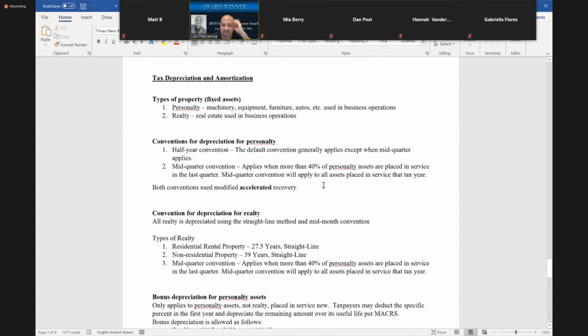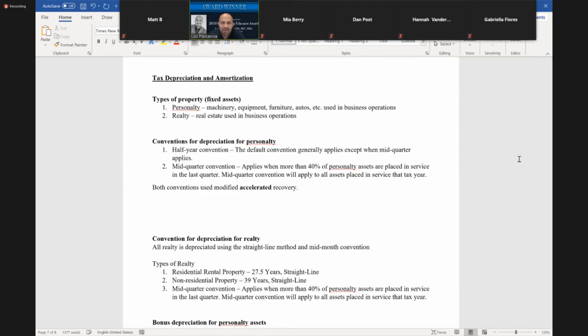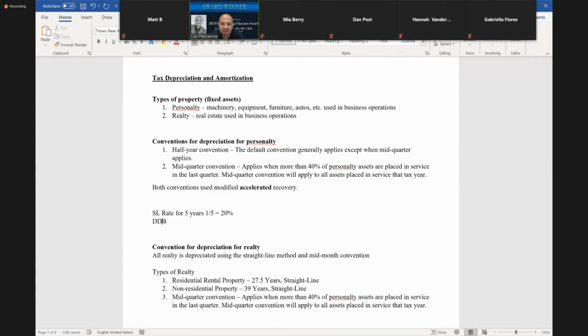Oh, by the way, since we're on that topic, straight line rate for 5 years is what? 1 divided by 5, right? What does that equal? 20%, right? Straight line rate is 20%, right? Is that right? I think so, right? Double declining balance rate is double the SL rate, right? Which equals 40%, right?